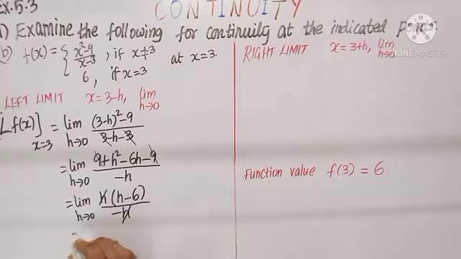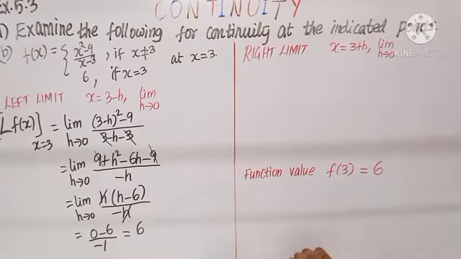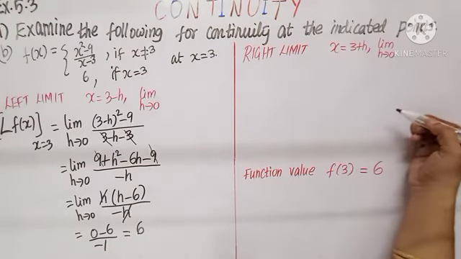h and h get cancelled. Wherever h is coming, put 0. 0 minus 6 by minus 1, or I get 6. The next step, find out the right limit.